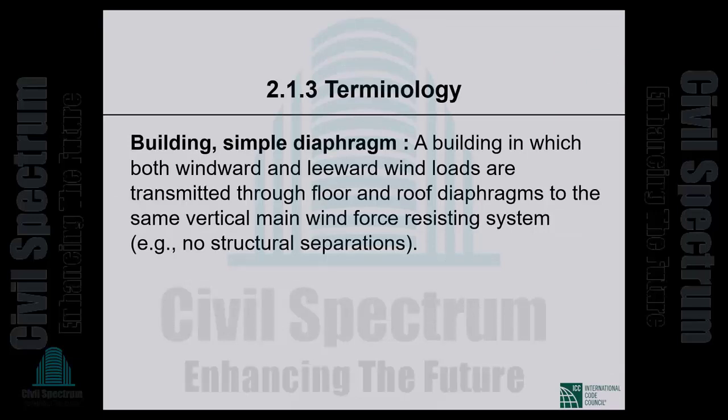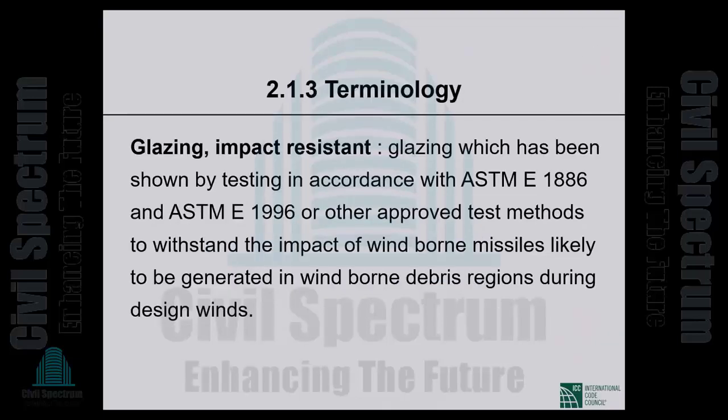Okay, simple diaphragm building: a building in which both windward and leeward wind loads are transmitted through floor and roof diaphragms to the same vertical main. I don't know how much it means when you read it. So I have a picture later on that I hope illustrates a simple diaphragm building. And that term becomes important because many things are for simple diaphragm buildings.